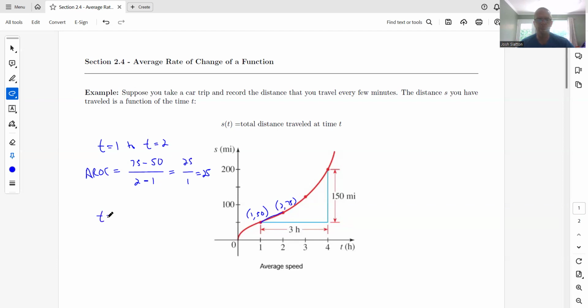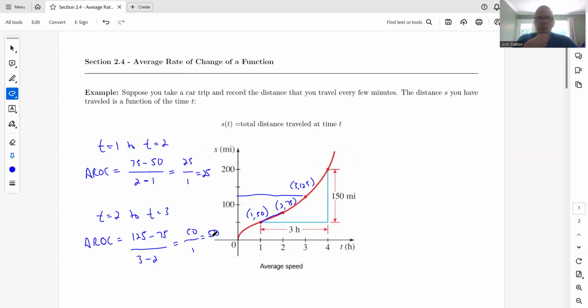Now, what about from t equals 2 to t equals 3? Let's do the same thing. We already know that one's 75. This one, we'll just say 125. So 3 and 125 for that one. So the average rate of change between 2 and 3 would be 125 minus 75 over 3 minus 2. And we get 50 over 1, or 50.